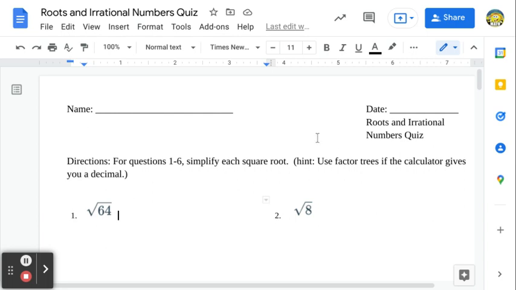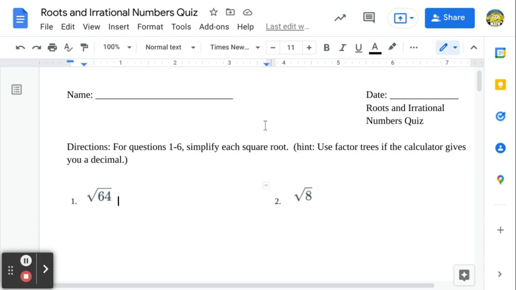The directions for questions 1 through 6: simplify each square root. There's a hint: use factor trees if the calculator gives you a decimal. So that tells you to use your calculator first. Question 1 is square root of 64. Question 2 is square root of 8. Remember to pause the video between questions.